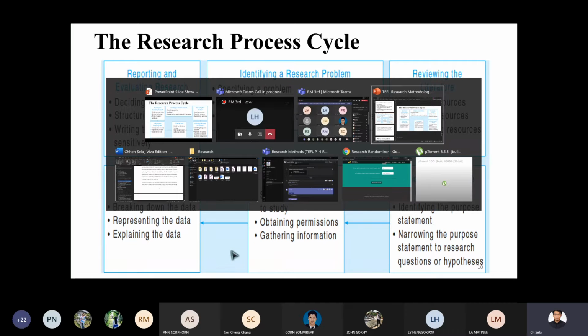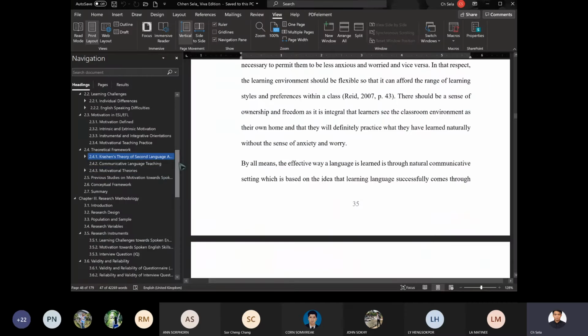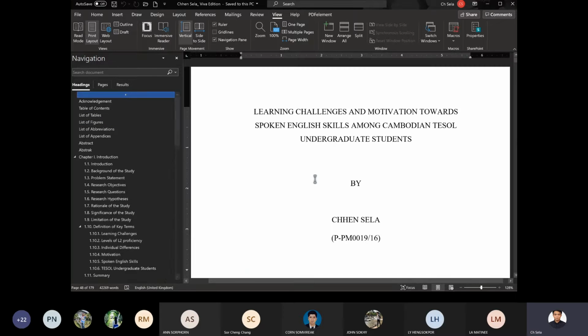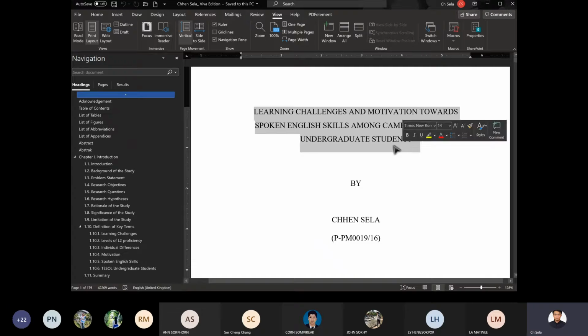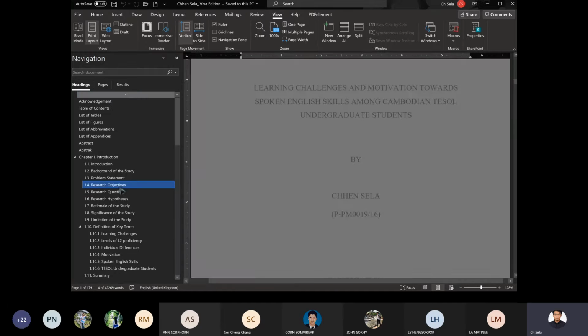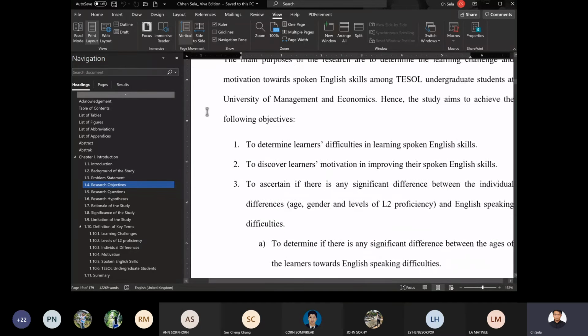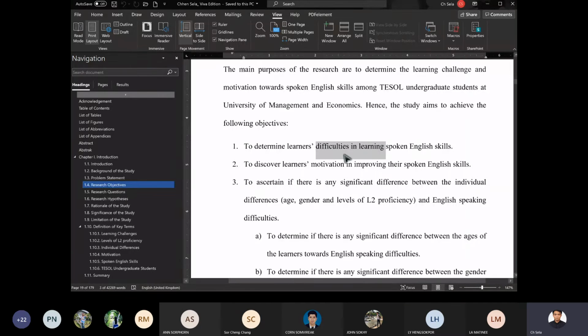Just like I show you, I have some more research papers, but I show you mine because it's easy for me to give it to you, since it is from me myself. This is the research topic: learning challenges and motivations towards spoken English skill. Now, if you go to my research objective, you will see here: to determine learning difficulty. What do I mean by learning difficulty? And why do you see the word difficulty, not challenges? You may ask me.